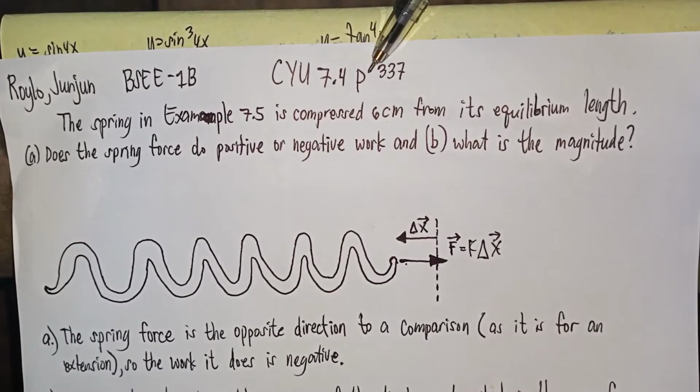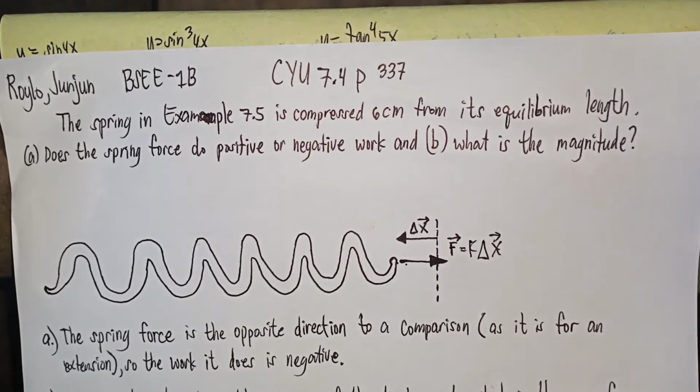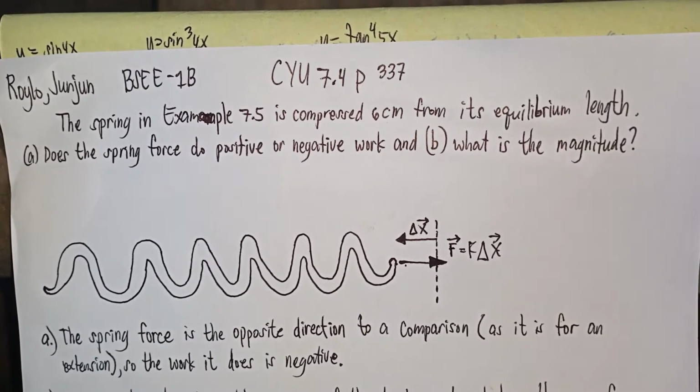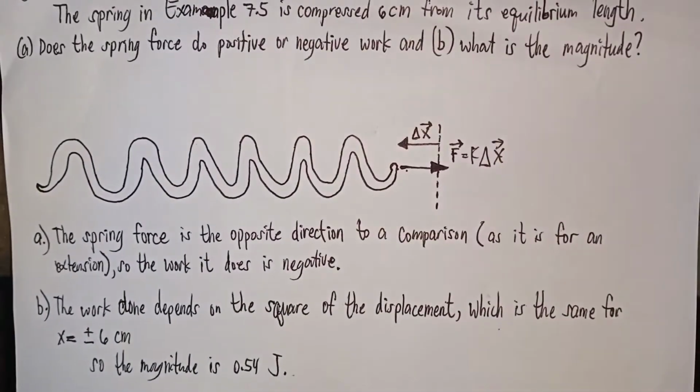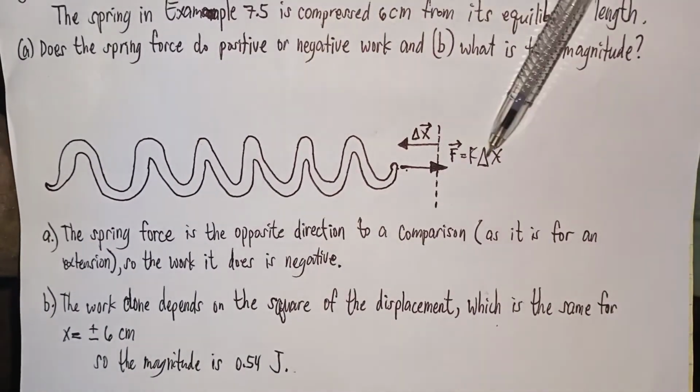Check your understanding 7.4 from page 337. The problem: the spring in example 7.5 is compressed 6 cm from its equilibrium length. Letter A, does the spring force do positive or negative work? And B, what is the magnitude? So this is the drawing.